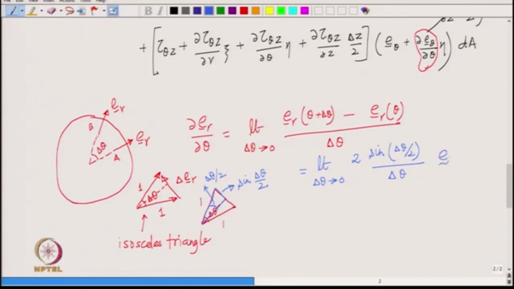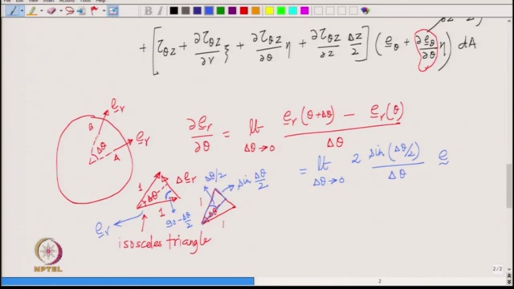We can also figure out the direction. You see, in this triangle, what is this angle? So, that angle is simply 90 minus delta theta by 2, is not it? So, the delta E r makes an angle of 90 minus delta theta by 2 from E r, is not it? So, this is your E r, the direction of delta E r makes an angle of 90 minus delta theta by 2 from E r.